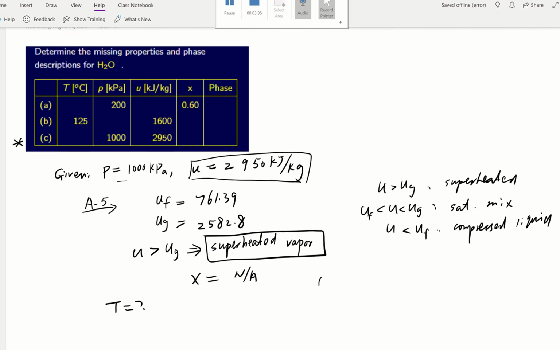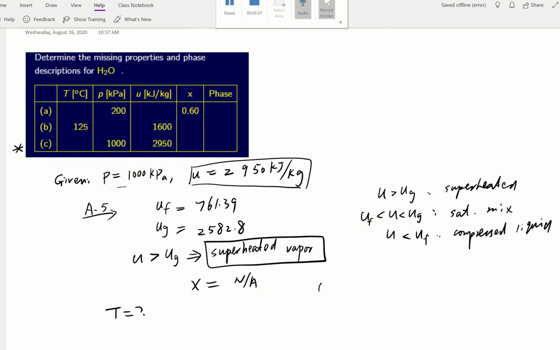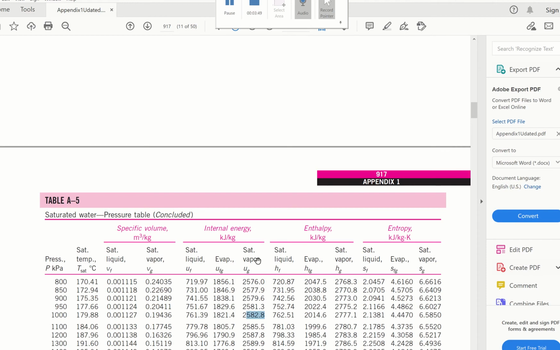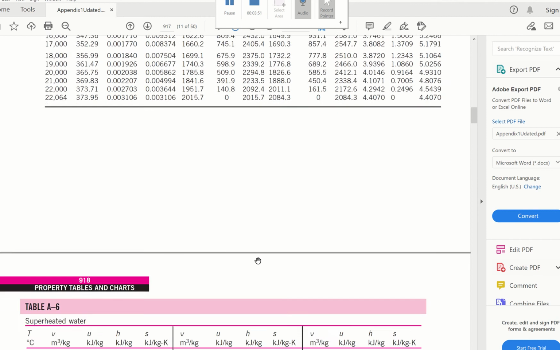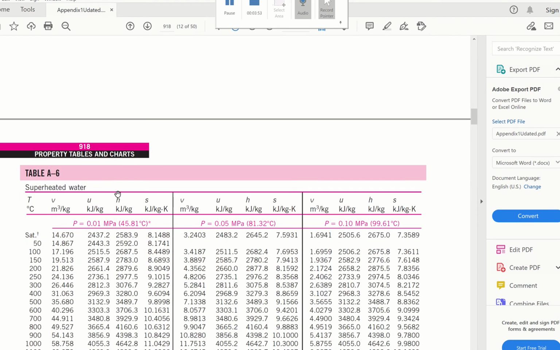Now we know it's a superheated vapor. Table A5 just helped us figure out what phase it is. Now we know exactly that it is in superheated vapor, so we're going to go to the right table. What do you think? Which table? Table A6, right? Table A6 is superheated vapor.